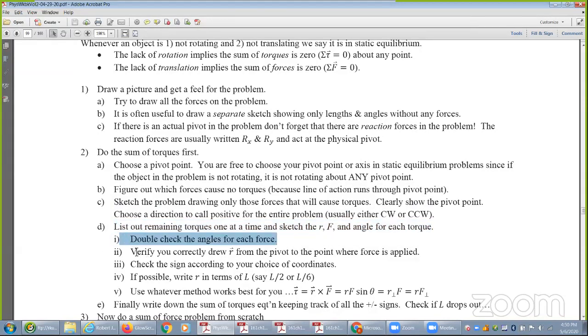Always double check the angles, verify you drew the R vector correctly, check the sign. If possible, try to write your radius in terms of L. I'll explain that in a minute. And watch out. This is where we have 4 different methods for getting the torque. This one always works, but boy, it's slow. This one is very similar. It works, but it can sometimes be slow. This one is usually fast, but as you discovered on the last test, sometimes it's tricky figuring out R perpendicular.